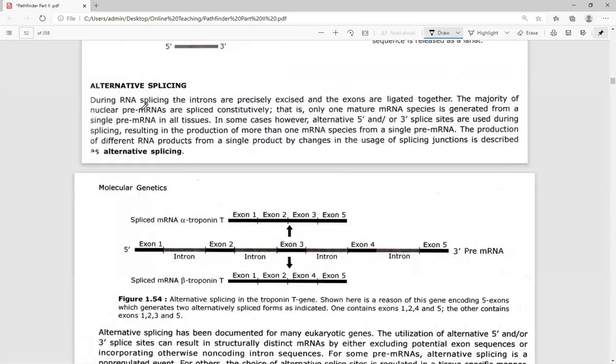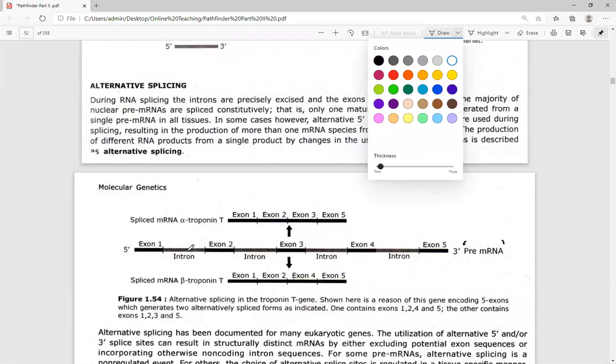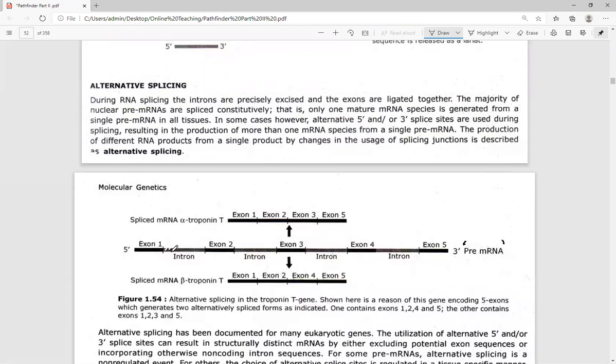In the case of alternative splicing, it is a type of splicing in which the same gene or the same pre-mRNA can be processed in more than one form. How can the same pre-mRNA be processed? The same pre-mRNA consists of different introns and exonic sequences. This is the intron that is present, and then there are the exonic sequences which are also present.